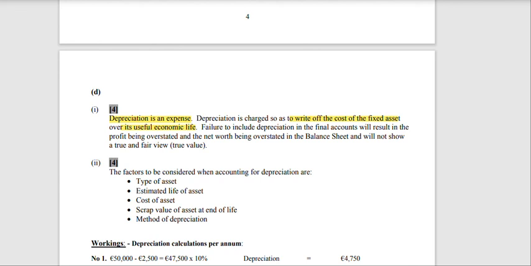Next mark. Failure to include depreciation in the final accounts will result in the profit being overstated and the net worth being overstated in the balance sheet. So this will not show a true and fair value, which is what we want in accounting. The factors to be considered when accounting for depreciation are: what's the type of asset, what's the estimated life of the asset, what's the cost of the asset, is there a scrap value at the end of the life, and what's the method of depreciation, whether that be straight line depreciation or reducing balance depreciation.